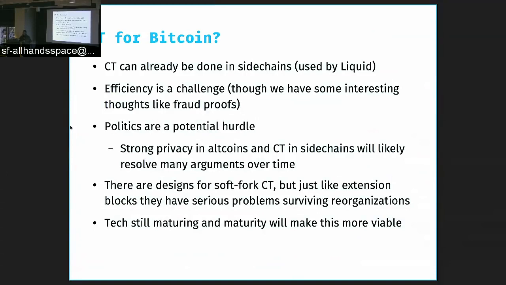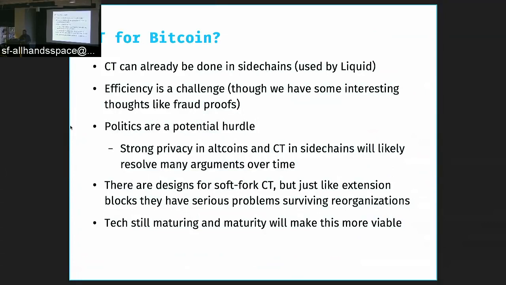Obviously, politics are a potential hurdle. Some people do not want Bitcoin to gain stronger privacy for various reasons. Some people probably don't want Bitcoin to improve at all. But I think that strong privacy in altcoins and the existence of CT and other tools and sidechains will moot these arguments. I don't think that if CT is a really good thing that Bitcoin should be using, people are going to stand by and not use it while competing systems do, at least not forever.